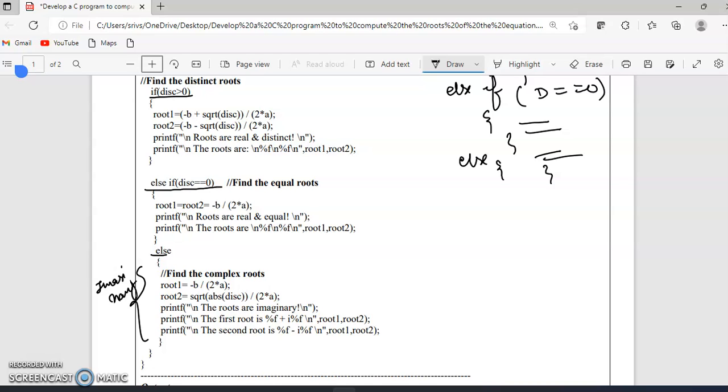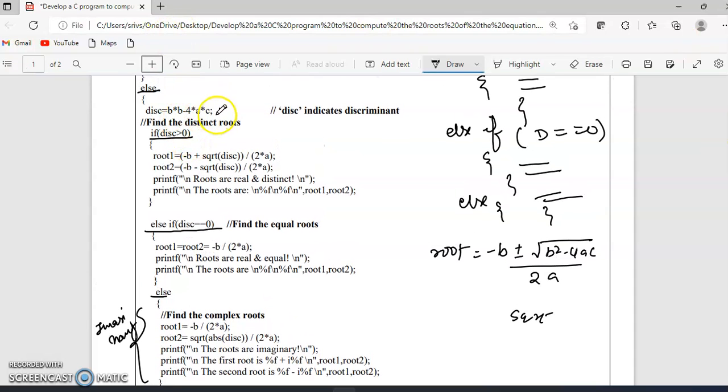So when disk is greater than 0, the roots will be minus b plus minus under root of b square minus 4ac, upon 2a. How will we write this? Minus b, and under root we cannot write like this, so we use the predefined function sqrt of disk. This under root b square minus 4ac is nothing but disk that we calculated in the previous step. So instead of b square minus 4ac, I can write disk, upon 2a. So this is the first root, root1 will be what?